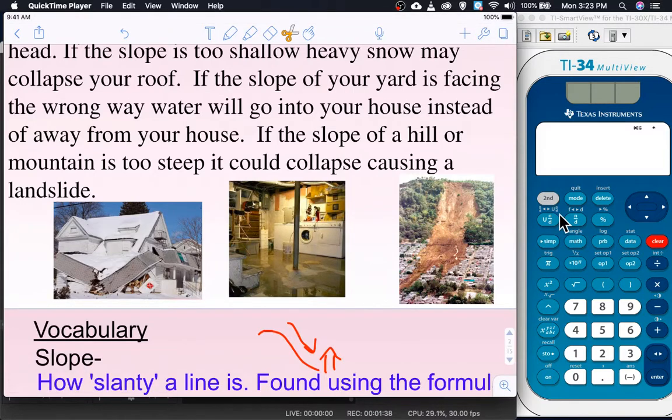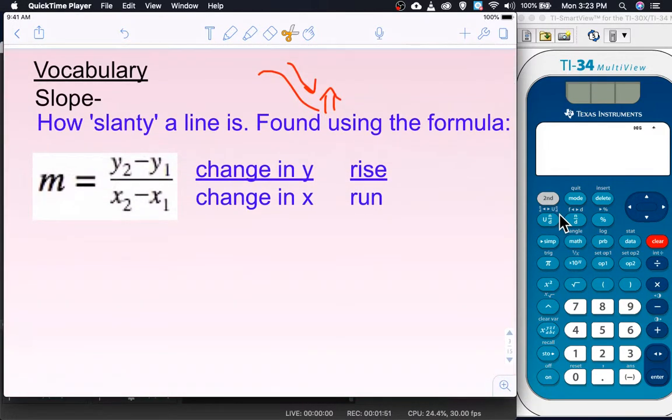Now, these are just various things talking about slope. They don't really relate to the lesson as far as the slope of a line. But I'm just trying to get the idea of slope in your head and what slope is. So the definition I have here is slope is how slanty a line is. It's how steep.